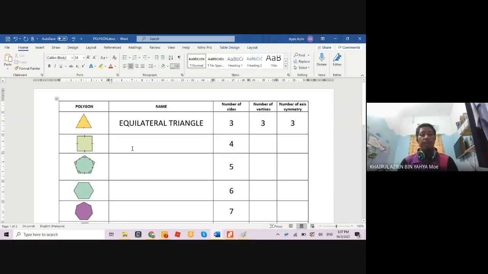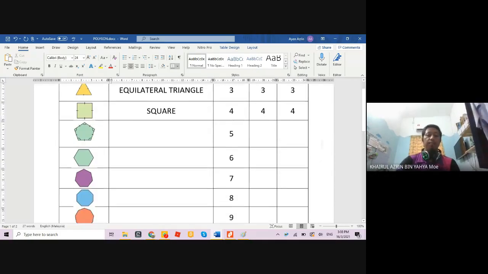Next diagram. We have 4 sides for the polygon. The name of this polygon, very easy, square. This is a square. Number of sides, 4. Number of vertices, easy, also 4. What is the number of axes of symmetry? The answer is 4 also.